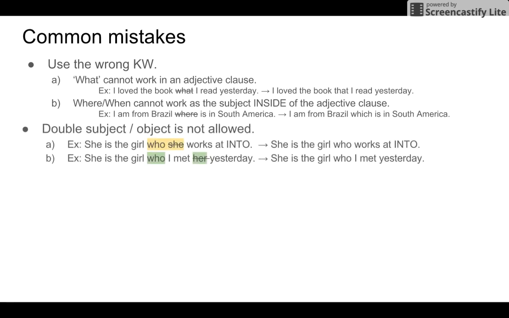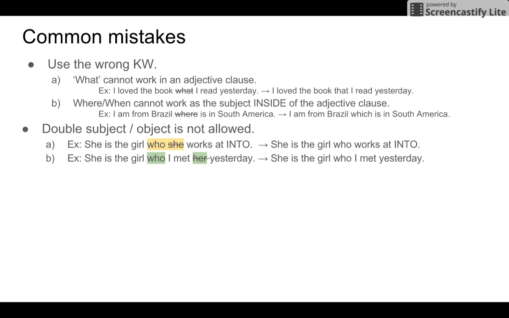You cannot have a double subject or a double object. If you look at the example in yellow, we see that the word who is working like the subject, so we cannot have the other word, she, in this sentence. So the correct version is, she is the girl who works at Into. If we look at the example B, the green example, we see that the word who is working as the object, so we cannot have the word her after the verb. We cannot have these words twice because the grammar word, the keyword, is holding the place of the object.